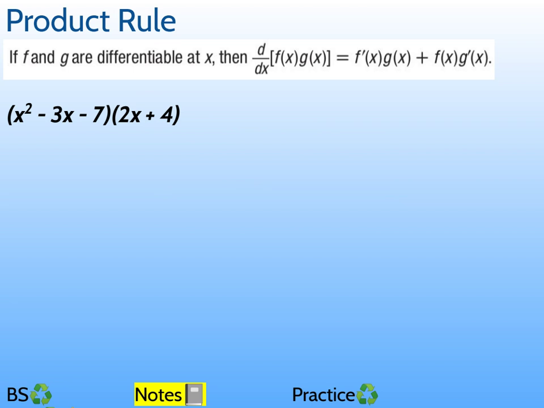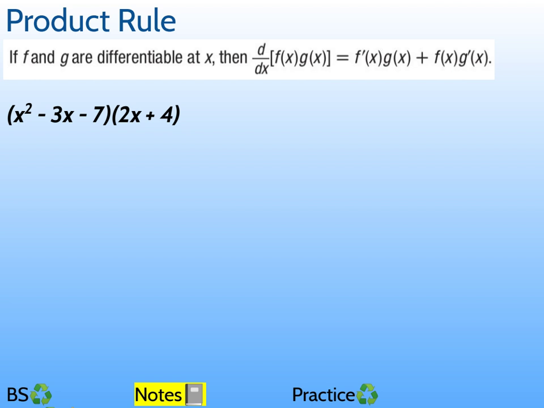Alright, so basically the rule is if you have two functions being multiplied by each other, there's a rule of taking their derivatives quickly. So in our case we have the x squared minus 3x minus 7 multiplied by the 2x plus 4. And the rule is you take the derivative of the first, multiply it by the original second, and then you add the original first one times the derivative of the second.